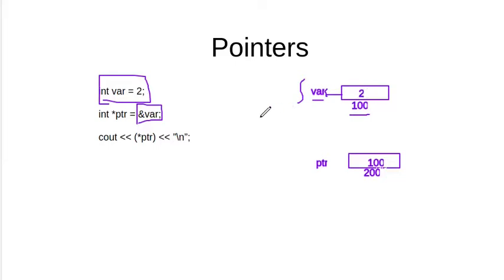Now we create the pointer. A pointer is a variable that holds the address of some variable. In this case, it is an integer pointer, so it will hold the address of an integer variable. While initializing, we give the address of the variable var to the pointer. This is the representation of the pointer: it is assigned the address 100 and is created at address 200.